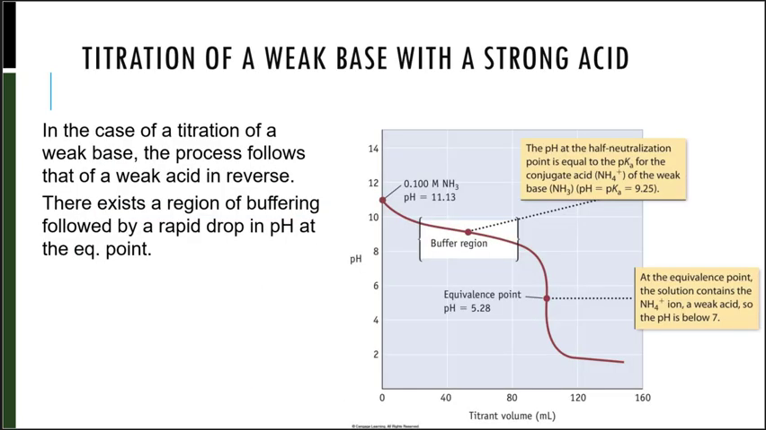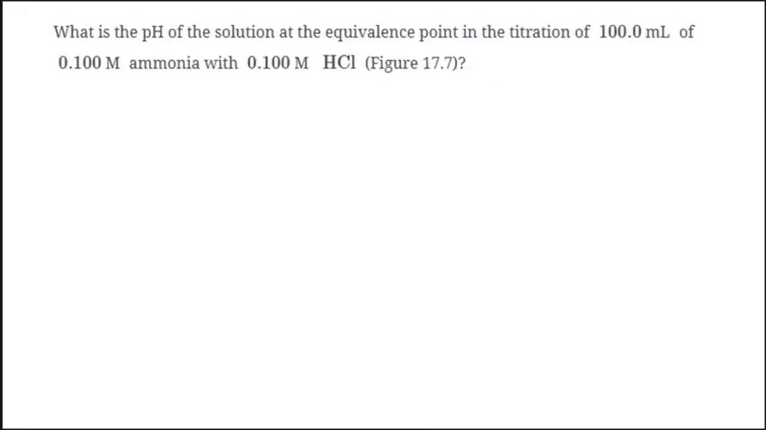So we've looked at strong acid, strong base, weak acid, strong base. Now a weak base with a strong acid, this process follows that of a weak acid but in reverse. There exists a region of buffering followed by a rapid drop in pH at the equivalence point. Let's look at a problem here.